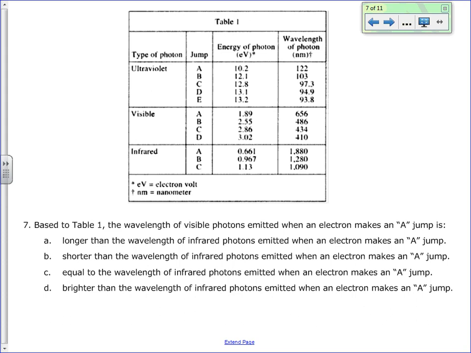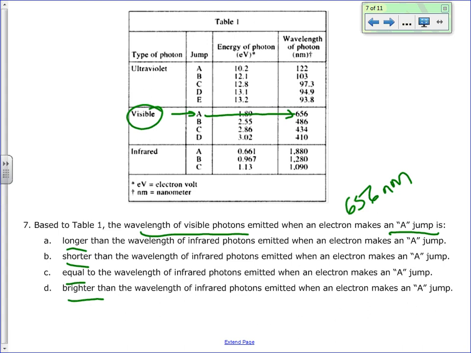I looked at wavelength visible photon, and then it said that it was 256. And which jump are you looking at? A. So the number we're trying to find is the wavelength of visible photons of an A jump. So you look where? Visible A, wavelength, which is 656. And then I saw that it says longer, shorter, equal, and brighter, and still the same.